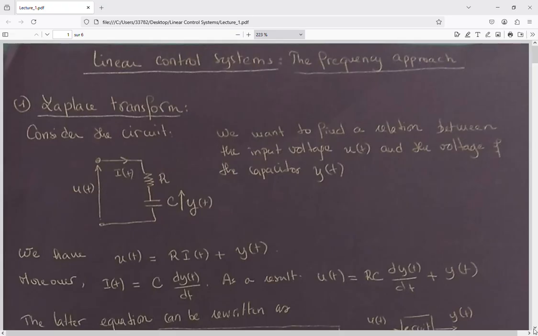Welcome to this course on linear control systems via the frequency approach. In today's lecture, we will learn about the Laplace transform and the transfer functions for linear systems. So we start by considering the following electrical circuits.